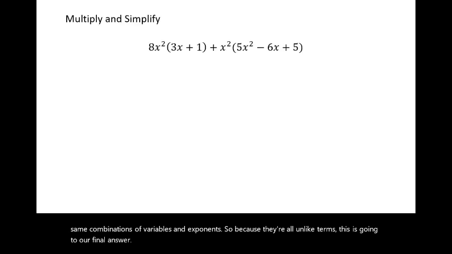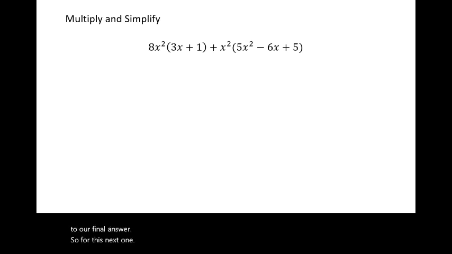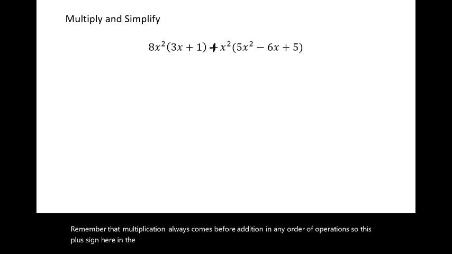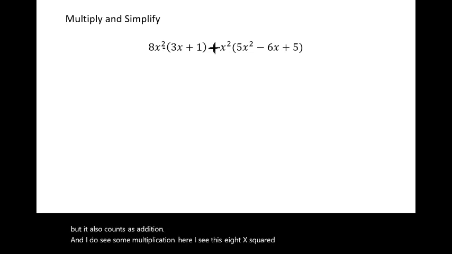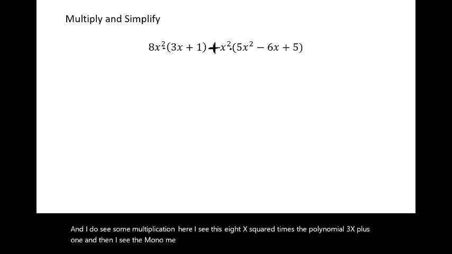So for this next one, remember that multiplication always comes before addition in any order of operations. So this plus sign here in the middle does count as addition. Not only is it making the x squared positive, but it also counts as addition. And I do see some multiplication here. I see this 8x squared times the polynomial 3x plus 1. And then I see the monomial x squared times the polynomial 5x squared minus 6x plus 5.